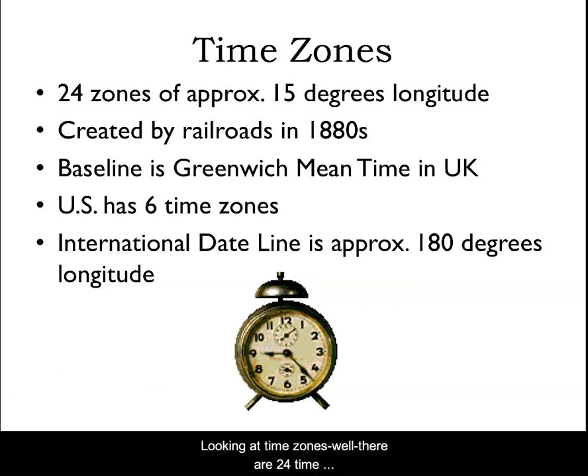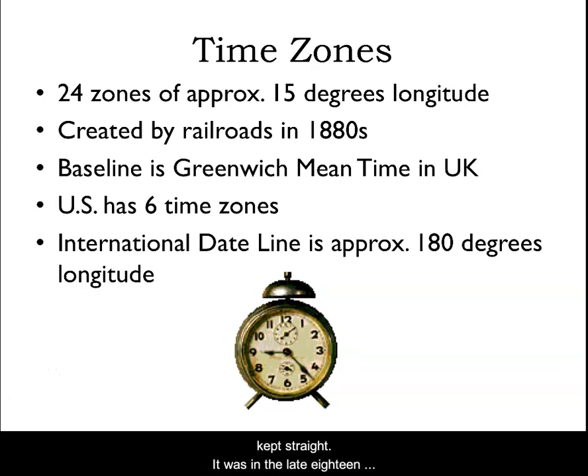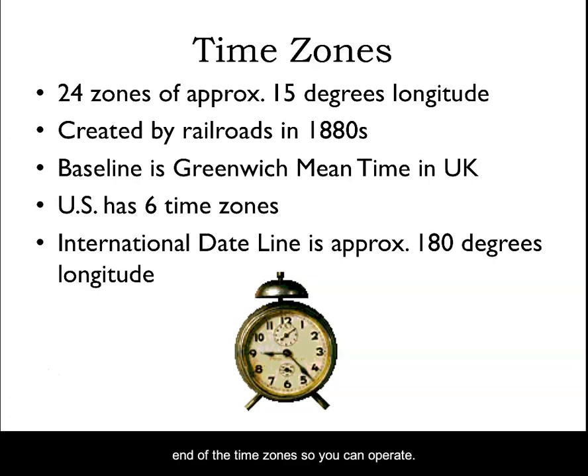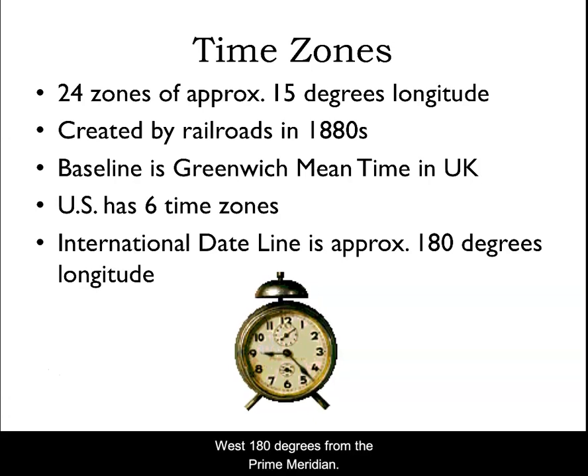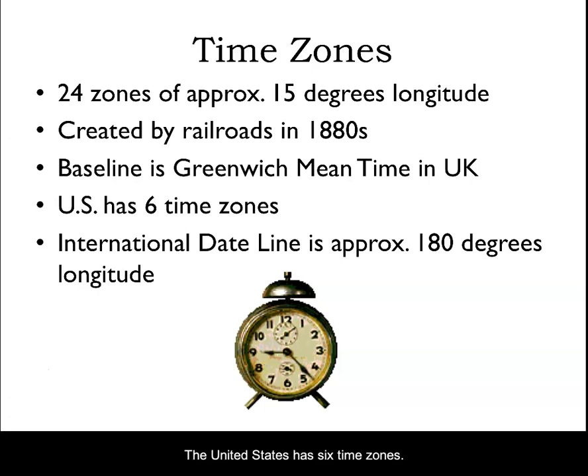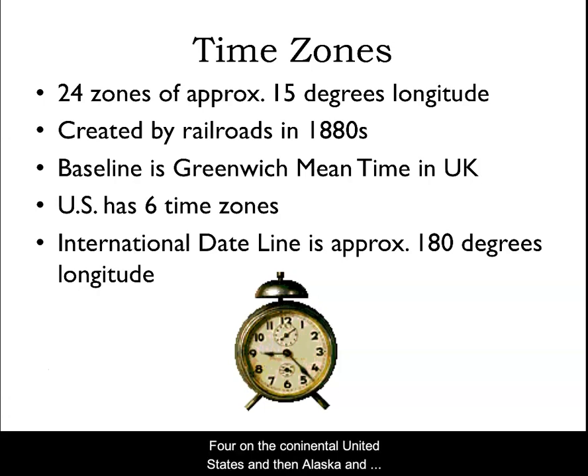Looking at time zones, well, there's 24 time zones in the world. The reason that we created those time zones was that it helped railroad schedules be kept straight. So it was in the late 1800s that was done. The prime meridian then is marking the beginning of the time zones, and then the international date line is the end of the time zones. So you can go east 180 degrees from the prime meridian, or you can go west 180 degrees from the prime meridian. The United States has 6 time zones, 4 on the continental United States, and then Alaska and Hawaii each have their own time zone.